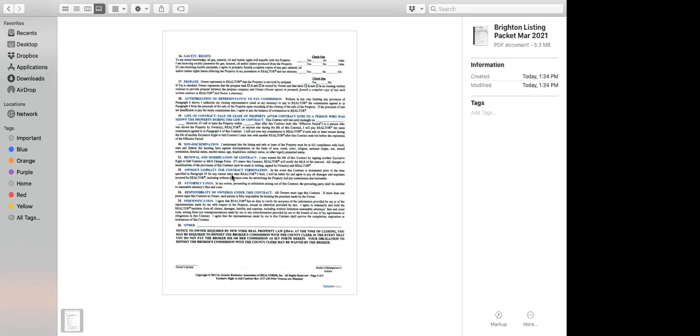Owner's liability for contract termination. If the seller wants to terminate the contract, they can, but they'll be liable for any damages or expenses that are accrued by us, the realtor.